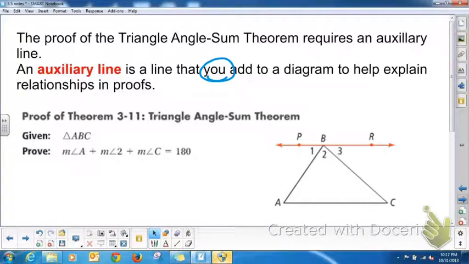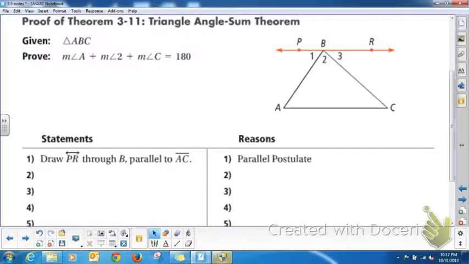Because we have AC and B is not on AC, the parallel postulate says we can construct a line that's parallel to AC that goes through point B. So that would be our first statement, that we draw line PR through B that's parallel to AC, because we use the parallel postulate. This isn't a postulate you use frequently, but we're going to use it now to prove the triangle angle sum theorem. We're going to prove all three angles of a triangle equal 180 degrees.